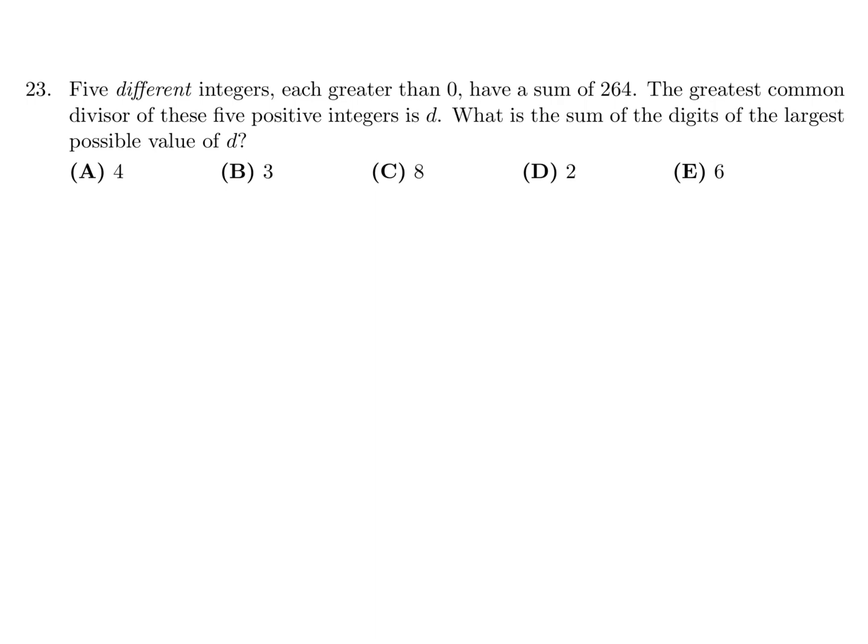Five different integers, each greater than 0, have a sum of 264. The greatest common divisor of these 5 positive integers is D. What is the sum of the digits of the largest possible value of D? So we have A, B, C, D, and E, 5 integers, and they're different, and their sum is 264. And then we have a divisor that is denoted by just D. And then they want the largest possible value of this D.